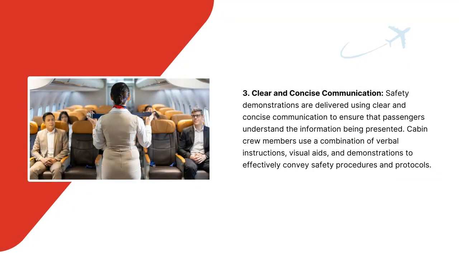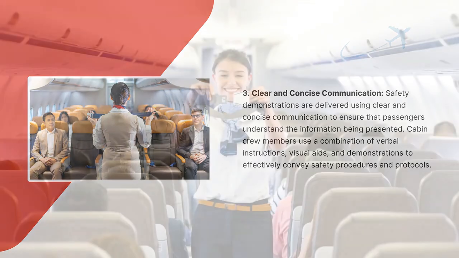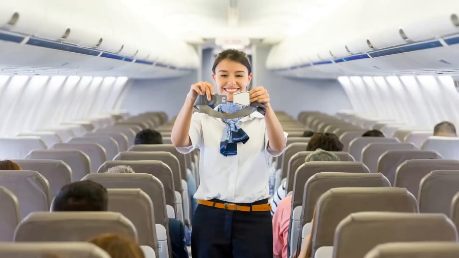3. Clear and concise communication. Safety demonstrations are delivered using clear and concise communication to ensure that passengers understand the information being presented. Cabin crew members use a combination of verbal instructions, visual aids, and demonstrations to effectively convey safety procedures and protocols.